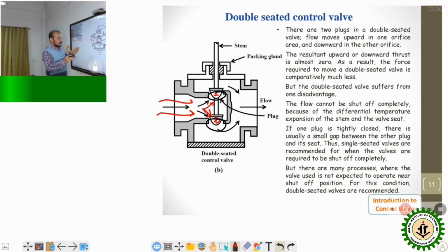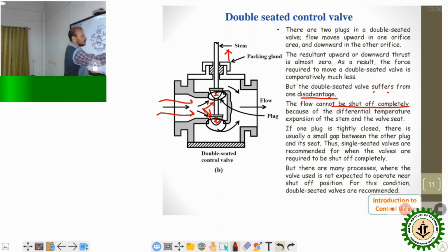Whenever the force is given upward and downward, the total resultant force will be 0, and your control valve can easily open at the pressure which you have given, 3 to 15 psi. The movement of the stem can be easily handled in the upward and downward direction. But the double seated valve suffers from some disadvantages. What are the disadvantages? The flow cannot be shut off completely. Basically, there is no net pressure from the upward direction. Because you are nullifying the pressure, upstream and downstream pressure will be nullified, so the flow cannot be shut off completely.